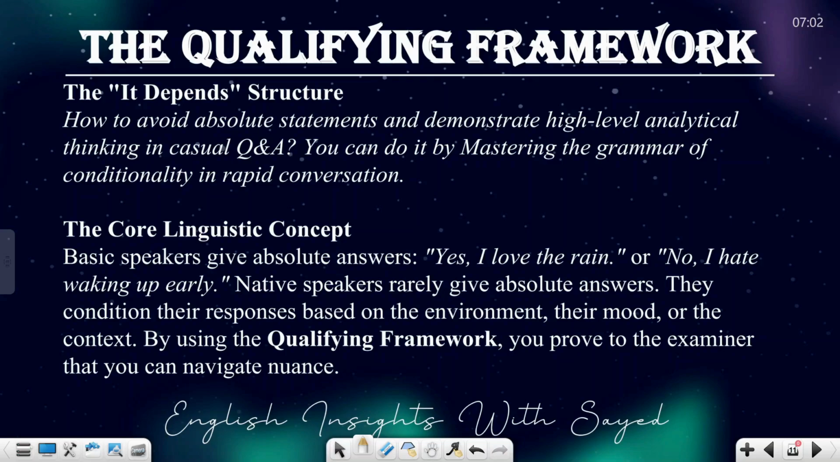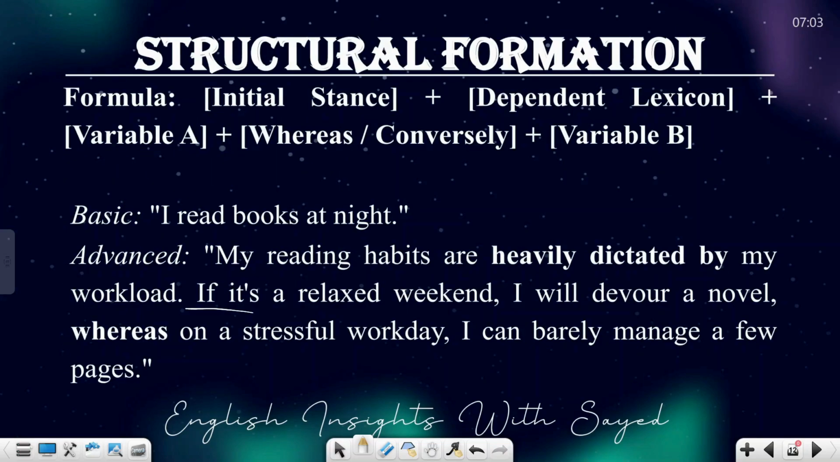So native speakers always use conditions. If they ask which kind of cuisine do you like, we would say Italian cuisine, and they would say it depends on the mood, or the context, or the environment, or the weather. It depends. So this is how we can make it.